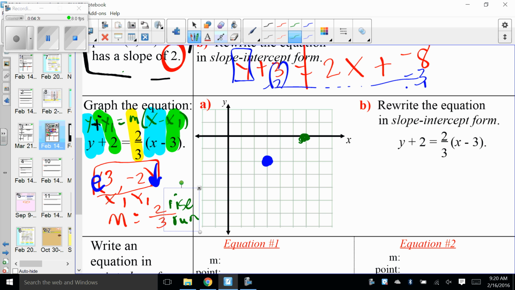You only need 2 points to make a line. So we connect the dots, and there's my line. That's how we would graph in what's called point slope form. You need a point, you need a slope. So we're going to take that same problem and rewrite it in slope intercept form.